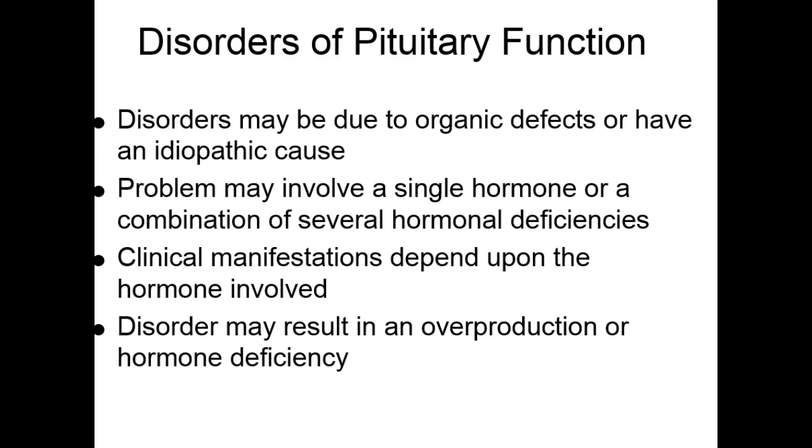So disorders of the pituitary function can be due to organic defects or have an idiopathic cause. The problem may involve a single hormone or a combination of several hormone deficiencies. And if there are several hormone deficiencies, this is panhypopituitarism. And of course, the signs and symptoms depend on what type of hormone is involved. As an example, if the child is not growing, then it's a growth hormone, as we previously discussed. If they're having issues with thyroid, then obviously it's a thyroid stimulating hormone. The disorder itself may result in an overproduction or a hormone deficiency.